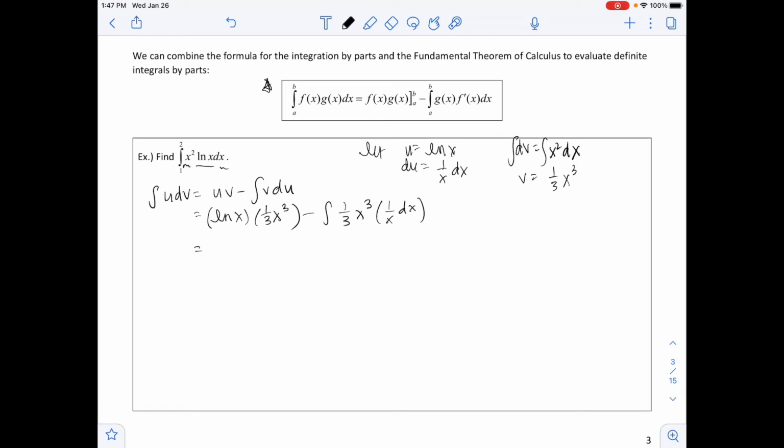So the difference between this and the previous problems that we've done is that this is a definite integral. And so we should be adding in to evaluate this from 1 to 2. I want you to notice a couple things.